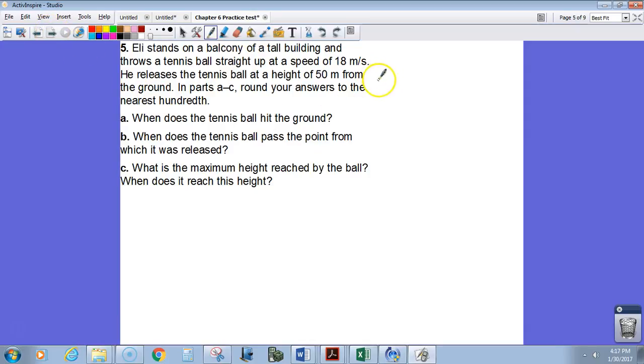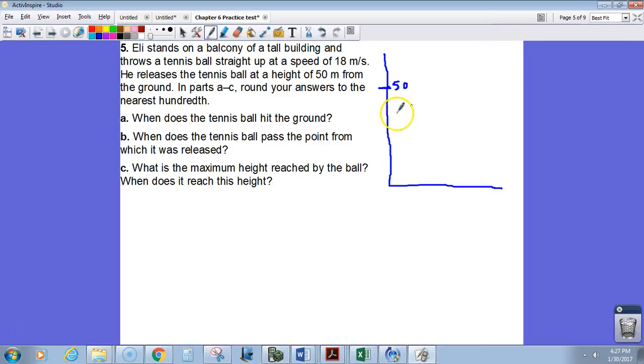Eli stands on the balcony of a tall building and throws, I'm just going to draw this. Here's the building. And throws a tennis ball straight up at a speed of 18 meters per second. He releases the tennis ball at a height of 50 meters from the ground. So this is 50 meters. In parts A through C, round your answers to the nearest 100.